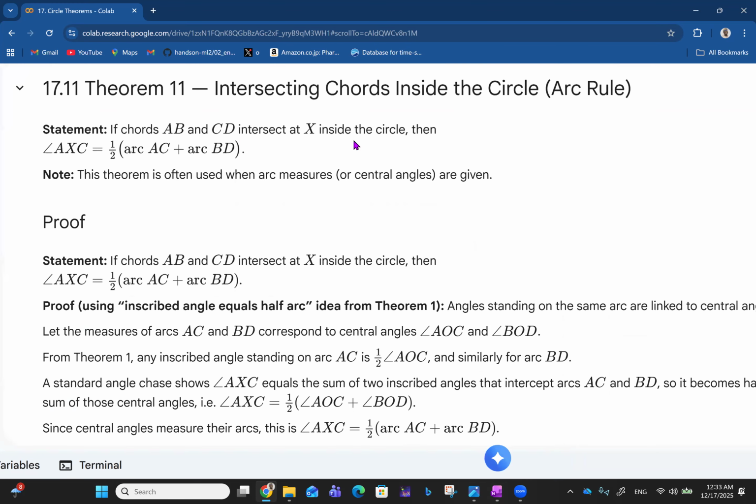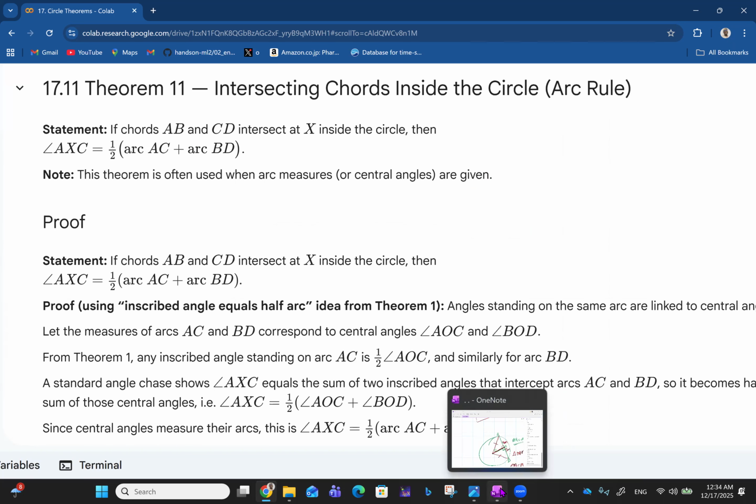Okay, so intersecting chords inside a circle. If you have chords intersecting inside a circle, if chords AB and CD intersect at X inside the circle, then we say that angle AXC is equal to half of the arc AC plus half of arc BD. This theorem is often used when arc measures or central angles are given, right? So now we're beginning to talk about the idea of arc measures.